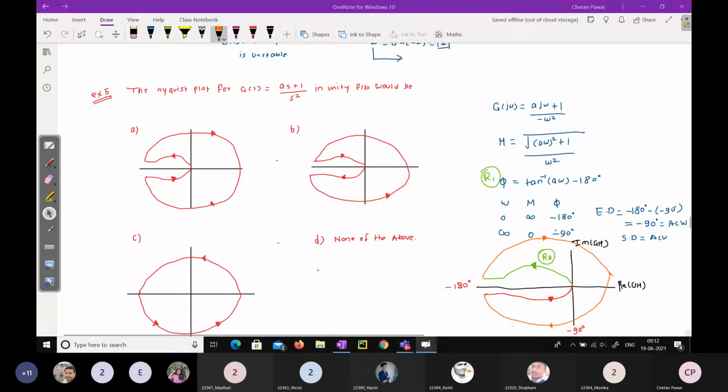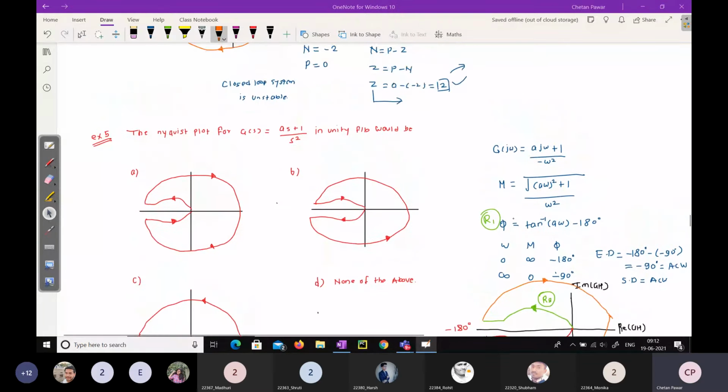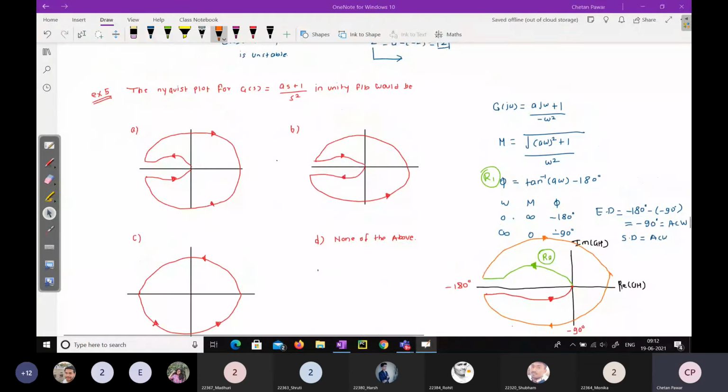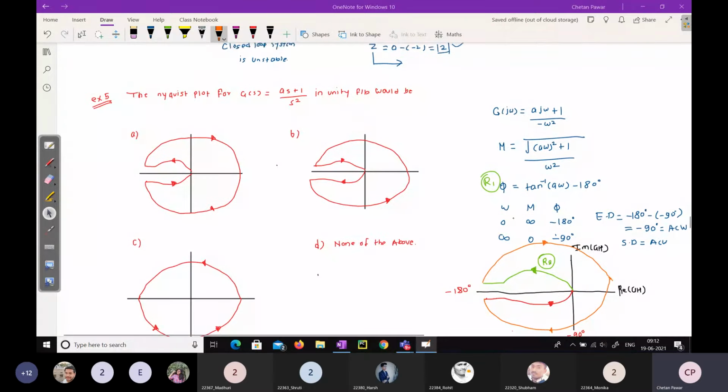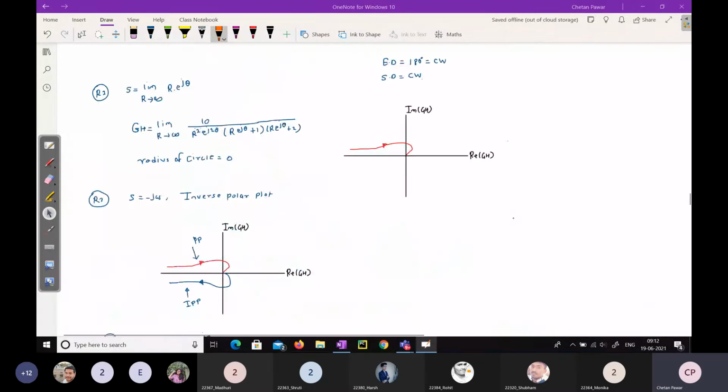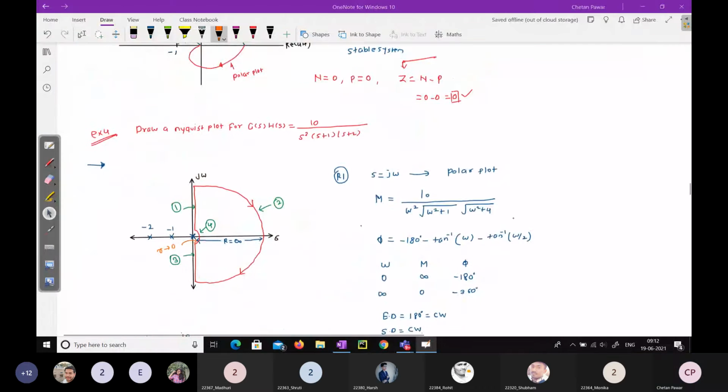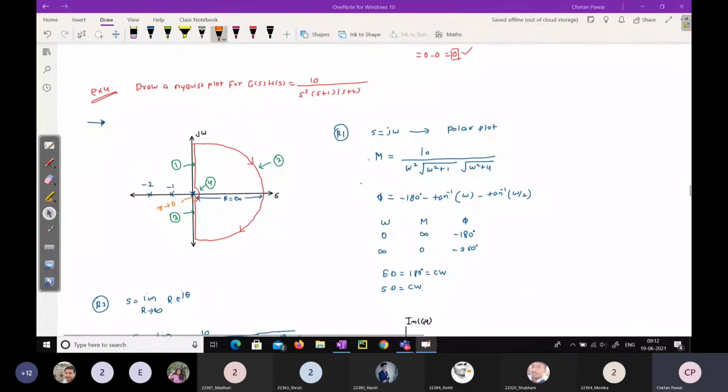So have you understood this problem? I have applied directly shortcut technique here. I have just drawn here. Here, if you see, this type of contour will be the Nyquist contour for that problem.